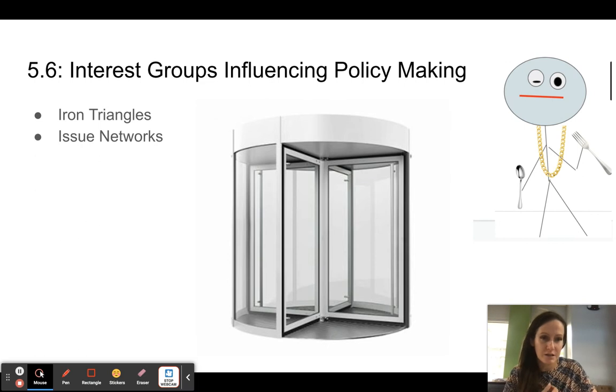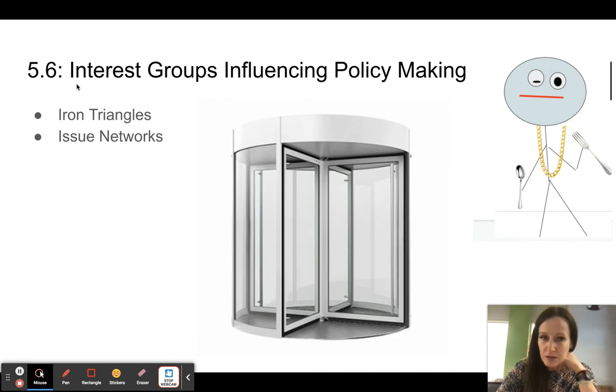Today we're doing 5.6, and maybe we'll get to 5.7. 5.6 is interest groups influencing policy making. So we've discussed a bit about interest groups already. We're going to go in depth a little bit more. What are these people contacting me about?